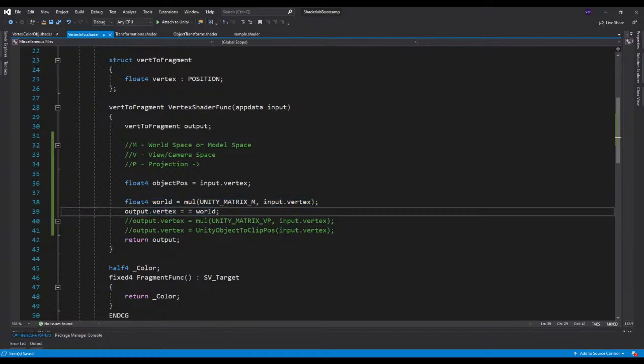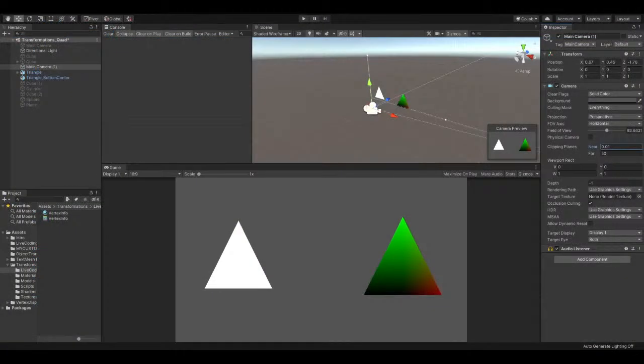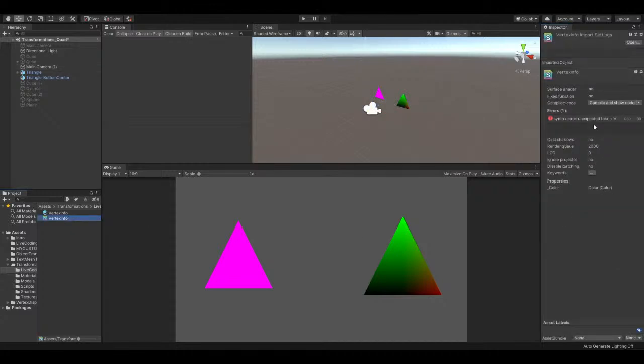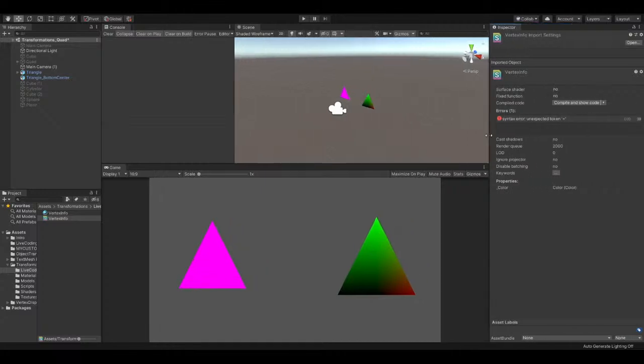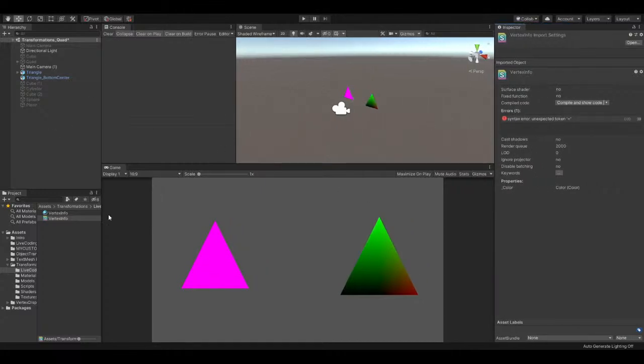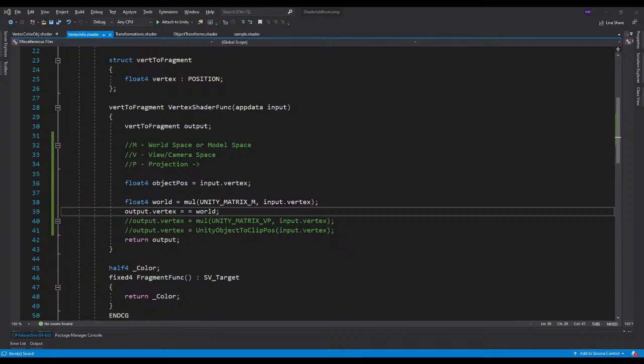So let's go to Unity. Error. What's the error? Unexpected token equal to. Okay, where is the equal to? Let's transition back. Mistakes. Yep, we got an extra equal to here.